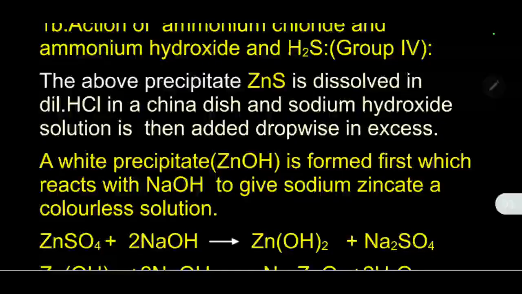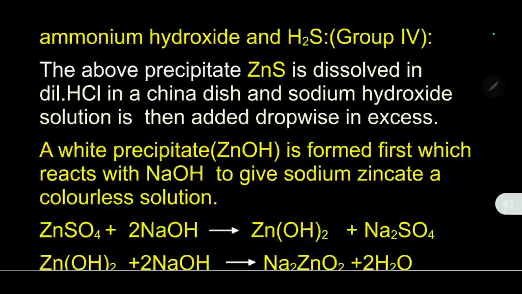The precipitate formed in the first test, zinc sulfide, is dissolved in dilute HCl in a china dish or a test tube. Add sodium hydroxide solution drop by drop, and then in excess. When you add excess, what will happen now?